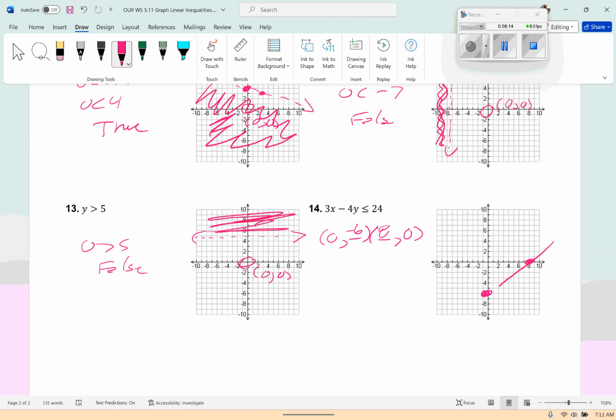This is a solid line. Looks like 0, 0 is above the line, above to the left. Plug 0 in there, 0 in there. I get 0 is less than or equal to 24. That's true. So I'm going to shade the top part of this line.